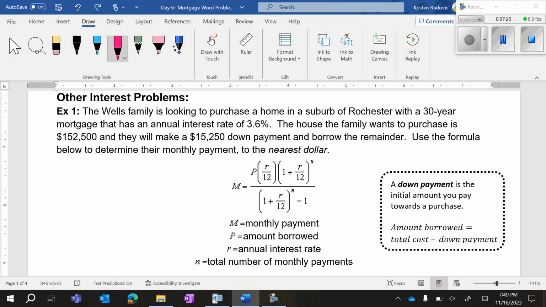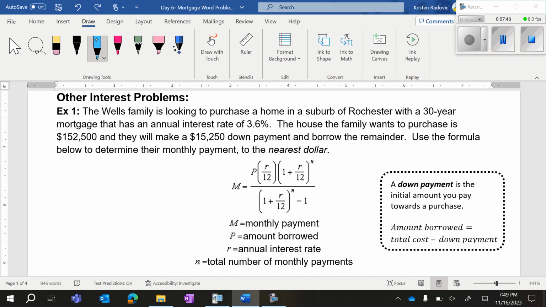The house the family wants to purchase is $152,500, and they will make a $15,250 down payment and borrow the remainder. Use the formula below to determine the monthly payment to the nearest dollar. So in order to understand these problems, you have to understand what it means to buy a house.